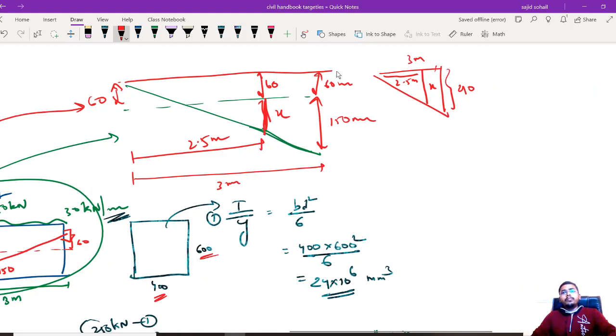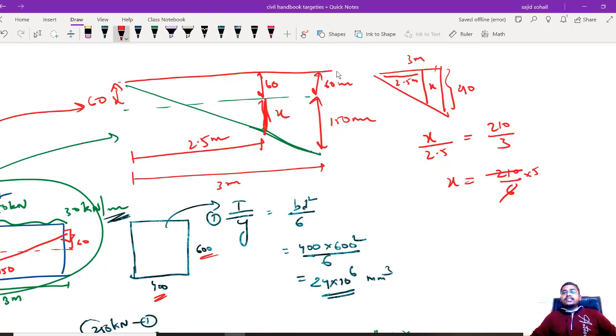So simple, use the triangle formula. You will be getting the similar triangles formula. If you are using it, you will be getting x divided by 2.5 is equal to 210 divided by 3. So your x is nothing but 210. You can write it as 5 by 6 so that it will be easy for you.